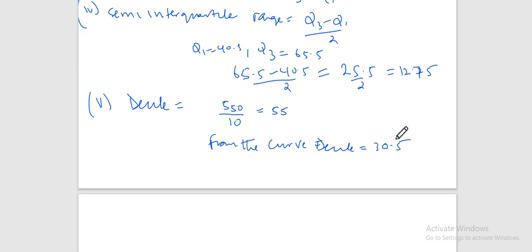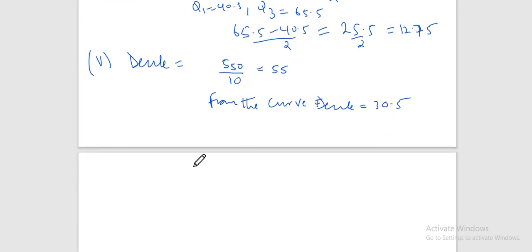Now the percentile divides a distribution into 100 equal parts. So 550 divided by 100 is 5.5. So you go back to the curve and trace it. Whatever it gives you, that's your answer.